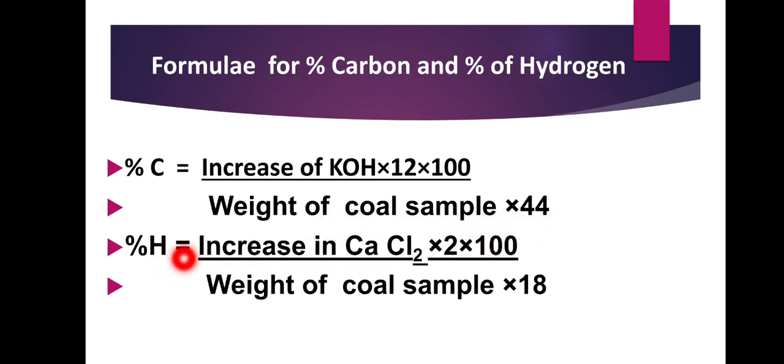Similarly, for the percentage of hydrogen, we have to find out the increase in the weight of calcium chloride into 2 into 100 upon weight of coal sample into 18. Now this value is taken because here the carbon is being determined, but the carbon is being calculated in terms of carbon dioxide. Similarly, hydrogen is being calculated in terms of water. So since we are determining carbon in terms of carbon dioxide, that is why it is multiplied by 12 and divided by 44. Similarly, here water is there, so hydrogen upon water. So in this way, putting these two formulas, the percentage of carbon and percentage of hydrogen is determined.